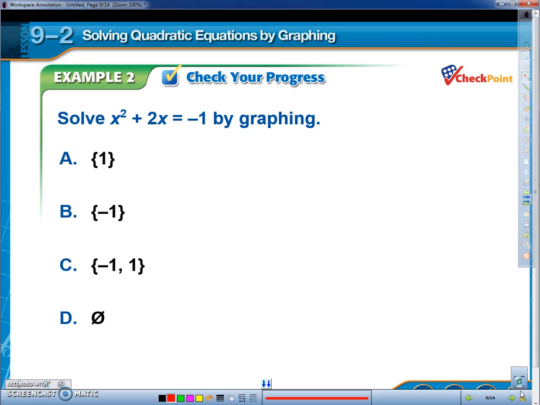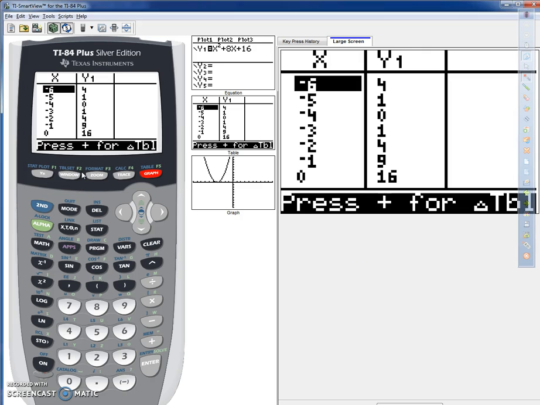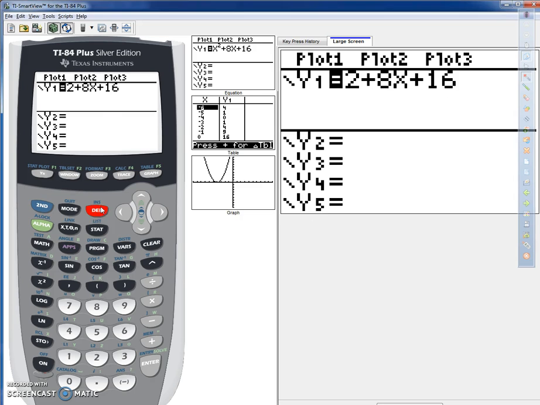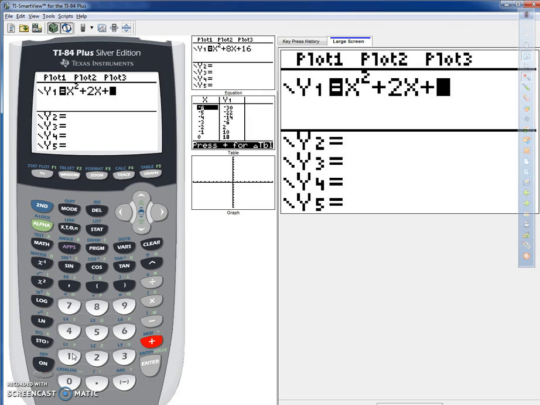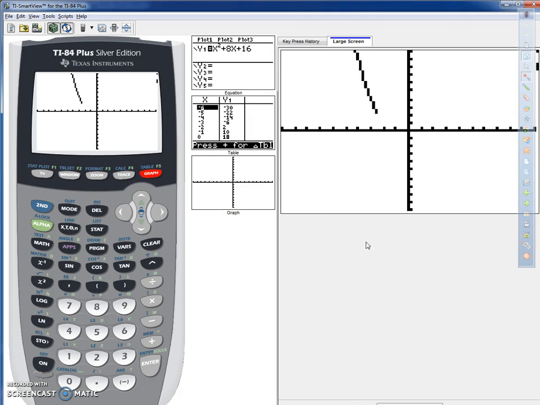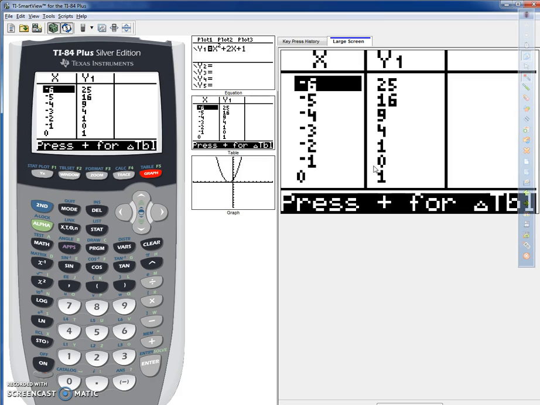Okay, all right. So here we go. You can check this one by graphing. Again, you have to add 1. It has to be equal to 0. So it's going to be x squared plus 2x plus 1. Let's put that in and see. Graph that thing. It goes down, looks like it's probably -1 right there. I can go to my table and check it.